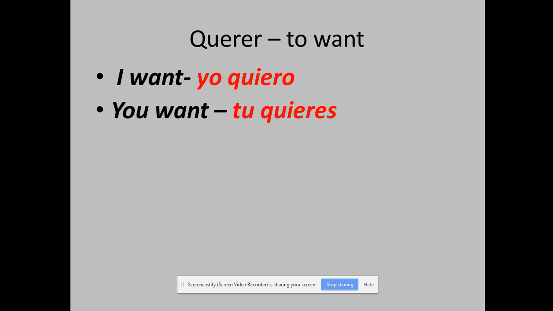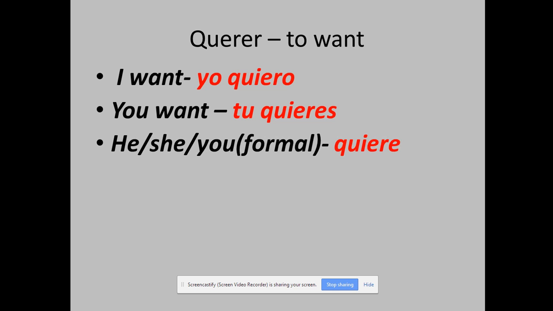For the he and she form, also usted, it would be él quiere, ella quiere, or usted quiere. And all you're doing is taking off that S, just like the tú form. But once again, you see that random I in there, and that's what makes it a stem changer.